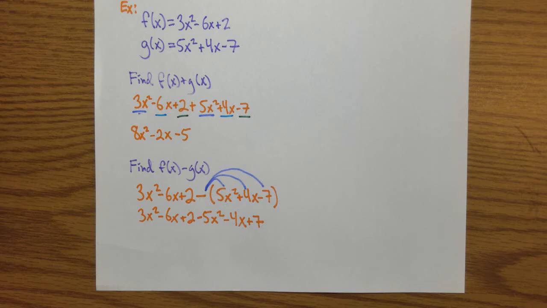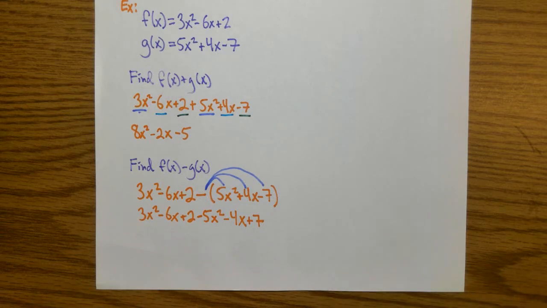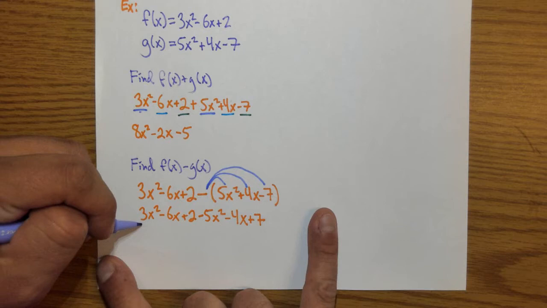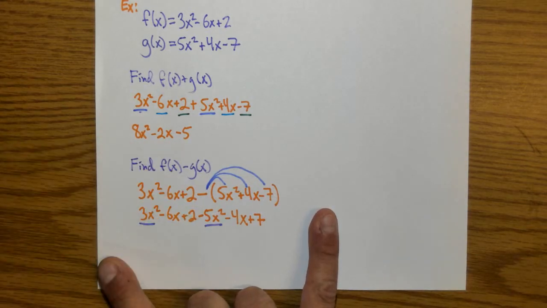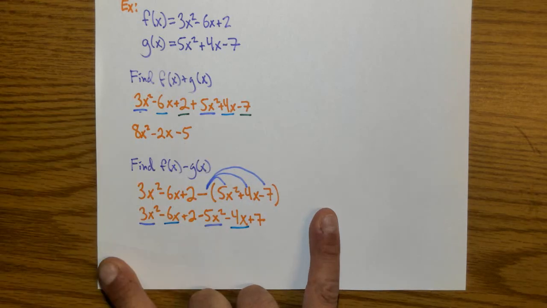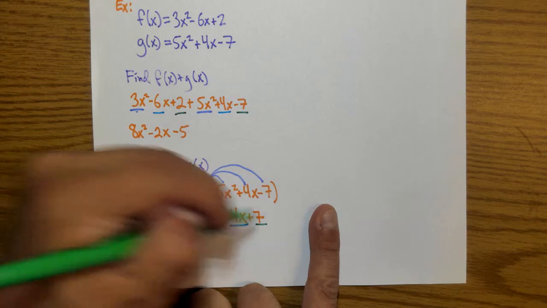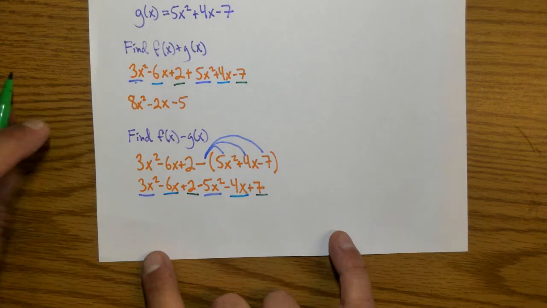Like terms. We essentially just change the signs of the whole second one, so it's like doing the same thing as subtracting. So again, we have two squared terms, we have two linear terms, or two x terms, and then we have two constants. So let's go ahead and combine those.